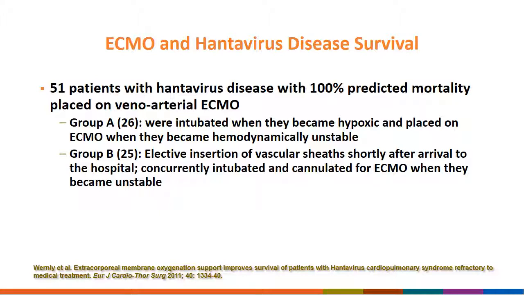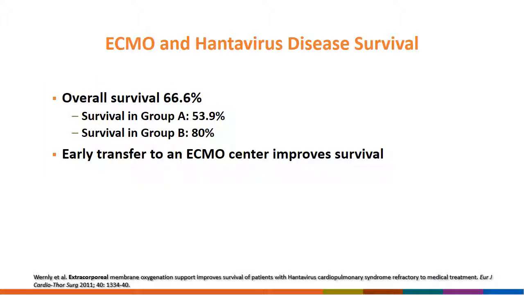The patients were divided into 2 groups. Group A consisted of 26 patients who were intubated when they became hypoxic and were not cannulated for ECMO until they became hemodynamically unstable. Group B consisted of 25 patients who had elective insertion of percutaneous vascular sheaths shortly after arrival in the hospital and were concurrently intubated and cannulated for ECMO when they became unstable. The overall survival rate was 66%. Survival in Group A was 53.9%, and survival in Group B was 80%. Early transfer to an ECMO center improves survival.